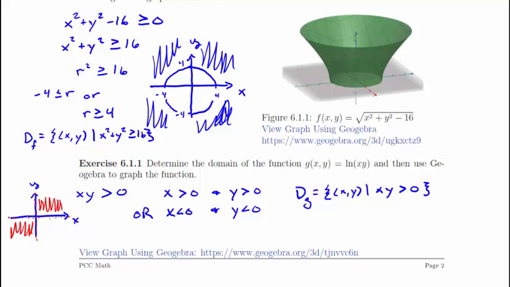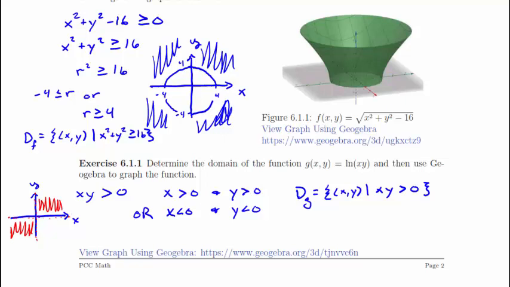If I draw my xy plane, then I recognize when x and y are both positive, then their product will be positive. When they are both negative, their product will be negative. And we want it to be strictly greater than 0, so if x or y is 0, that's not going to work for us, because that would give us x times y equals 0. So I'm using a dotted line here to indicate that the x and y axes are excluded from our domain. So here's a picture here.